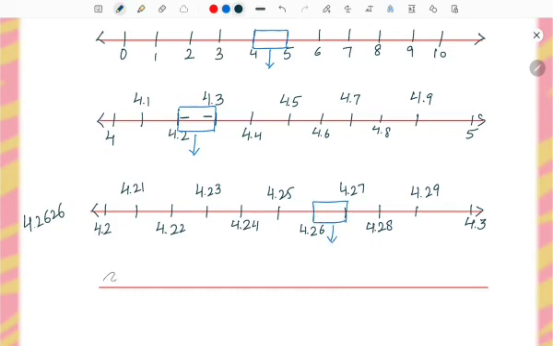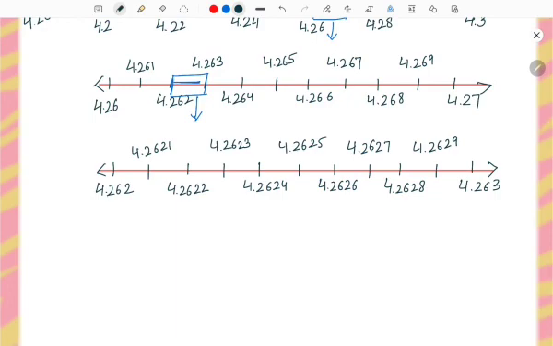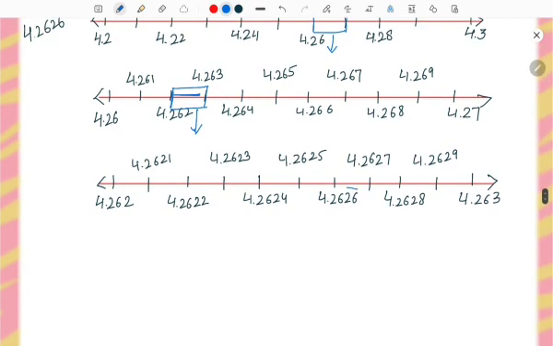Again we are going to draw the number line, zooming in this area. The number line would be such. What do we need? 4.262. 4.262 lies here. So the number is going to lie between this area. Again mark this place, zoom this in. We are going to draw another number line. It is going to look like this. Then we have the needed point in this number line, which is 4.2626, which is this point.